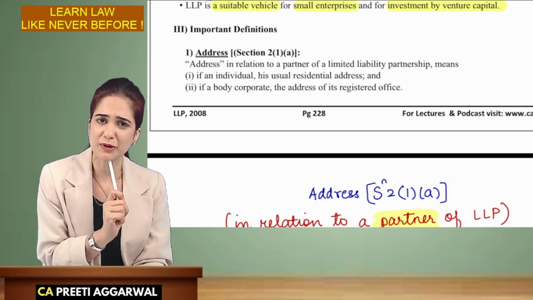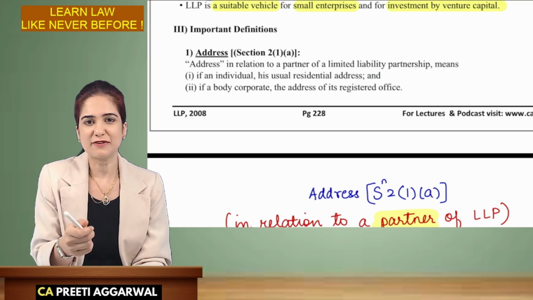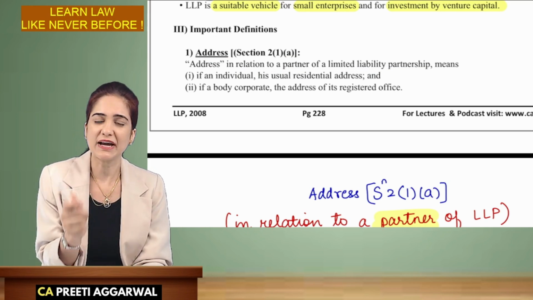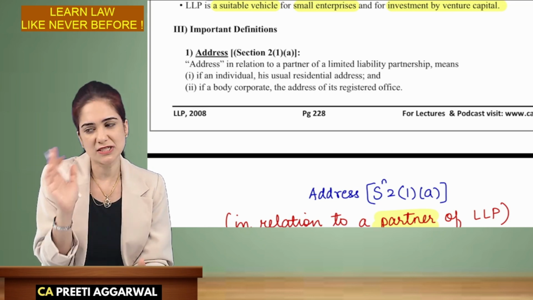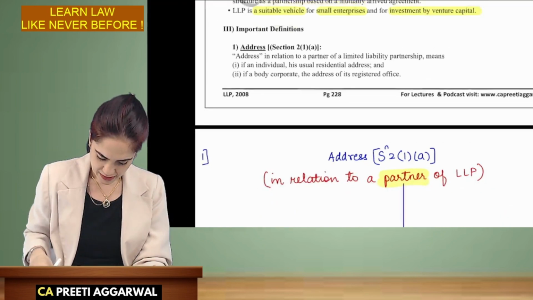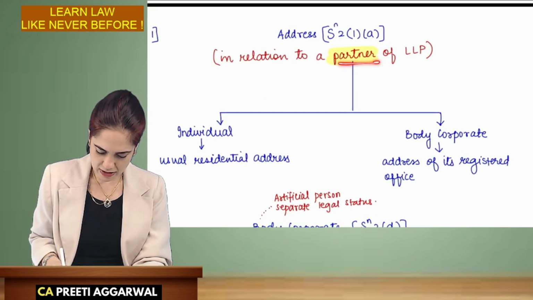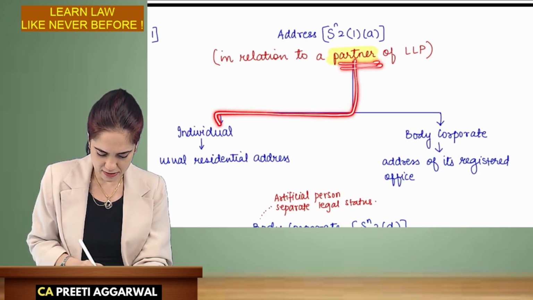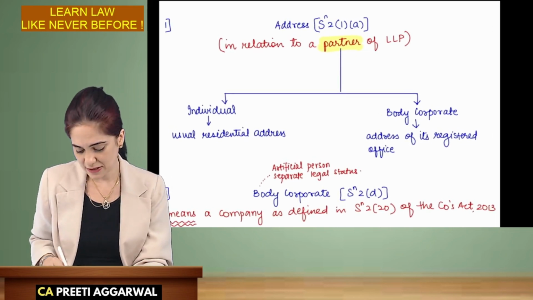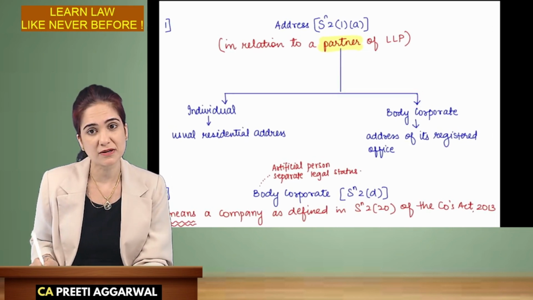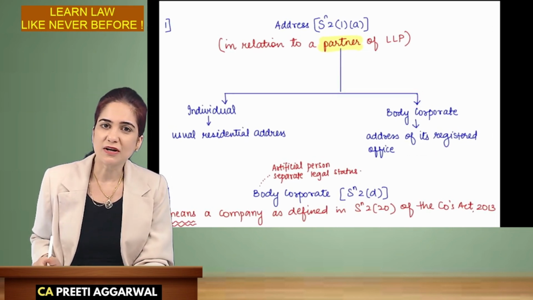What is it that you want me to define? So, here we are clarifying that we want you to define the address of a partner, in the context of a partner. In relation to a partner of LLP, if that partner is an individual, then the usual residential address, and in case of a body corporate, which is a partner, then the address of the registered office.